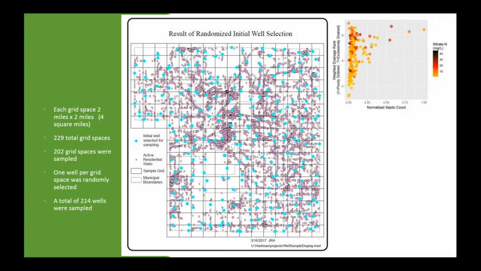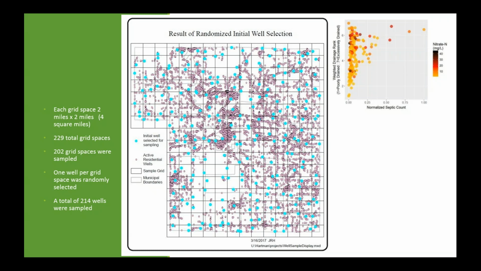If we look at the graphic in the upper right, what you see is that the dots are really clustered. When we look at the normalized septic count on the x-axis, the dots are really clustered on the left-hand side of that graphic, which is really pretty rural areas where there's not a lot of small lot sizes. But if we look at where most of the wells are located in Portage County, they are located in those areas where there's a high density of private wells and septic systems in a small area.